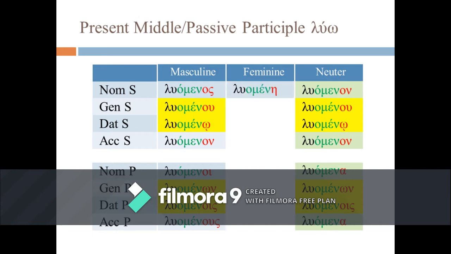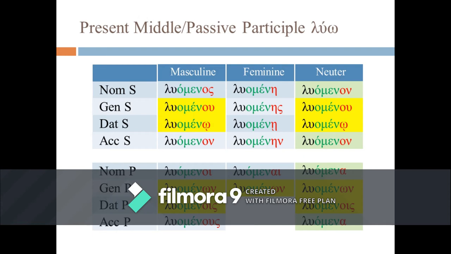Feminine is going to take an eta ending. In the singular, luomene, luomenes, luomene with iota subscript, luomenen, nu all the way across for the accusative. The nominative plural is luomenai, as opposed to luomenoi for the masculine. And then its genitive plural, all genitive plurals are on.